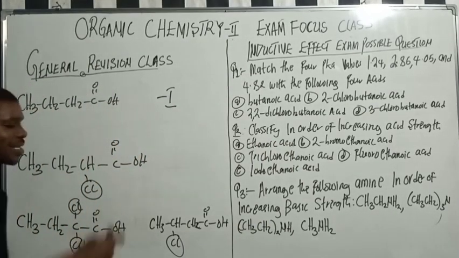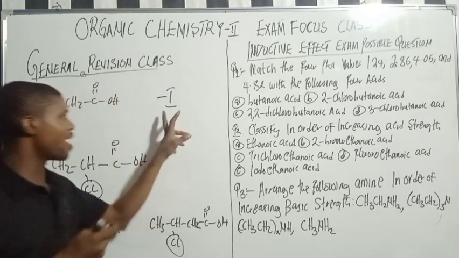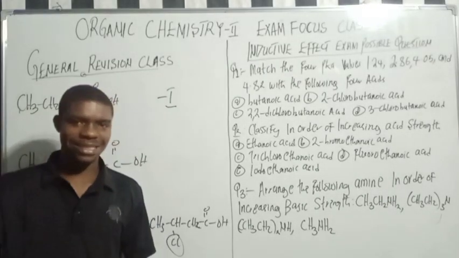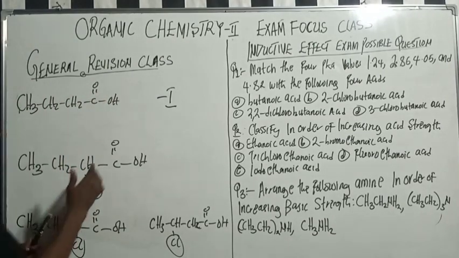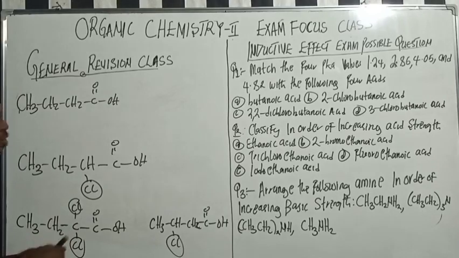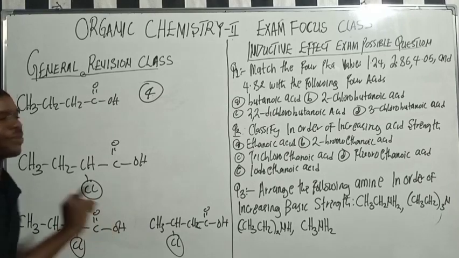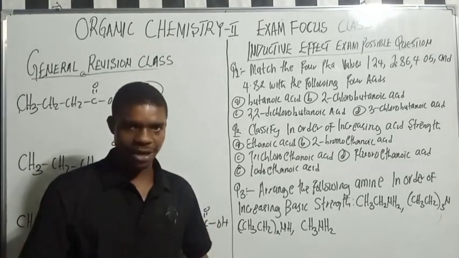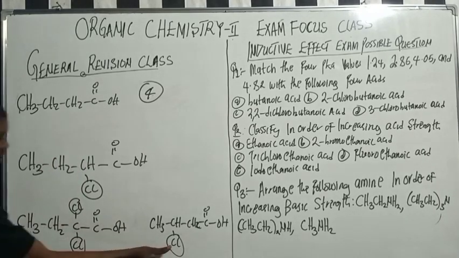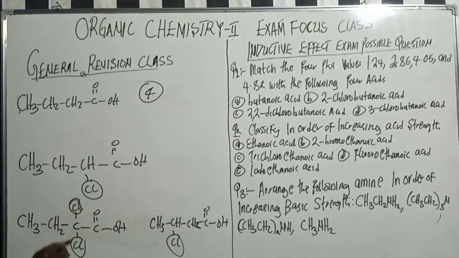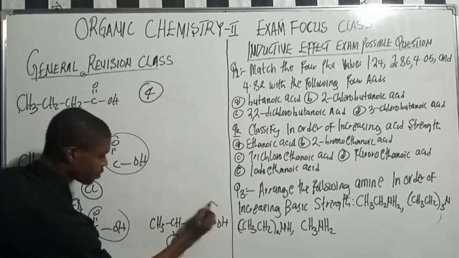So the acid that has more minus I effect will be the stronger acid. If you check very well, this one does not have chlorine at all. So it's going to be the weakest acid, number 4, because it does not have any minus I effect. Do you get that? Now, if you look at this one, you find that it has two chlorine groups, right? Close to the functional group here.